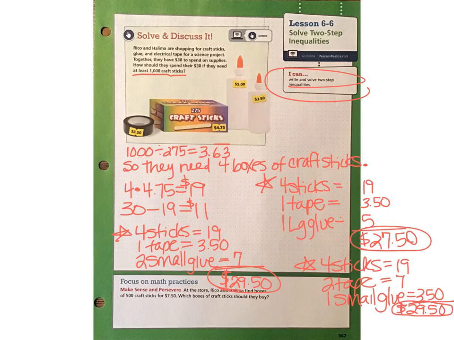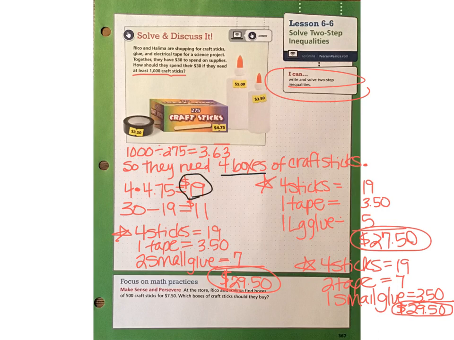You had $30 that you could spend, so you can't go over that, and you needed at least 1,000 craft sticks. Well, in order to get 1,000 craft sticks, you have to buy a minimum of 4 boxes, because each box has 275 in a box, and 1,000 divided by 275 is just over 3.5 boxes, but stores aren't going to sell you a half a box. So you have to buy 4 boxes of the craft sticks, which is a total of $19.